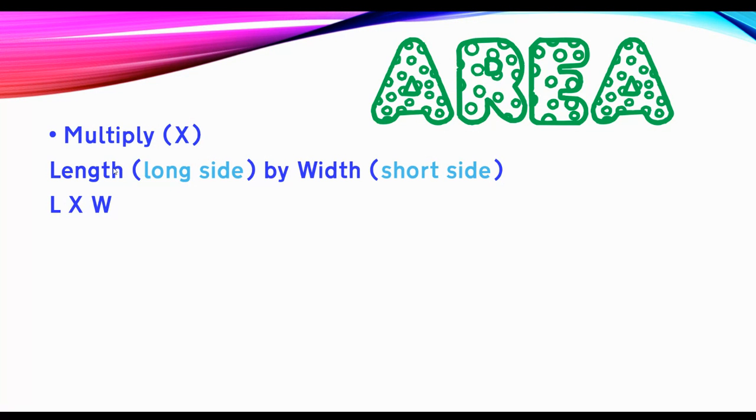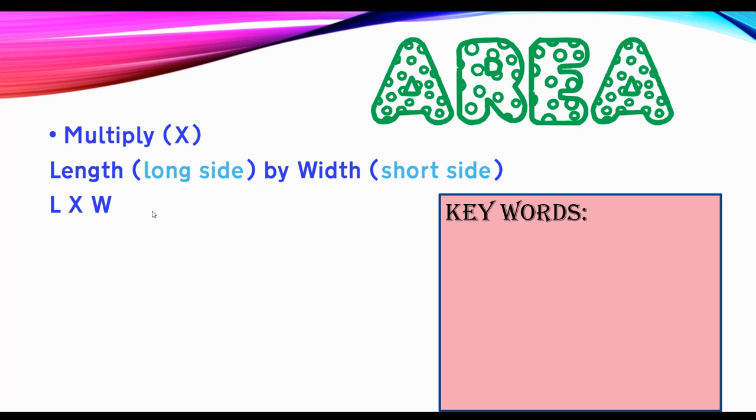Now, area. So if you look at the word area, you have little dots inside. So again, it's the inside. So area means you're going to multiply. You're going to multiply one length, which is the long side, by the width, which is the short side. So again, you would multiply one long side times one short side.